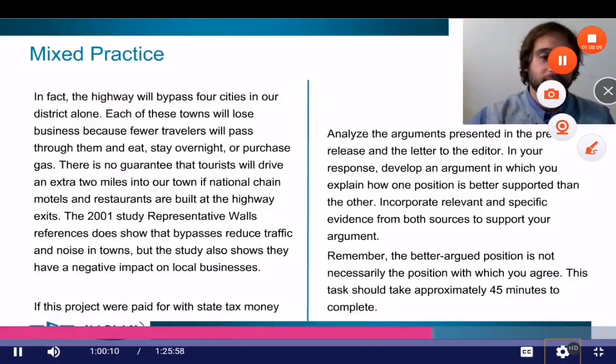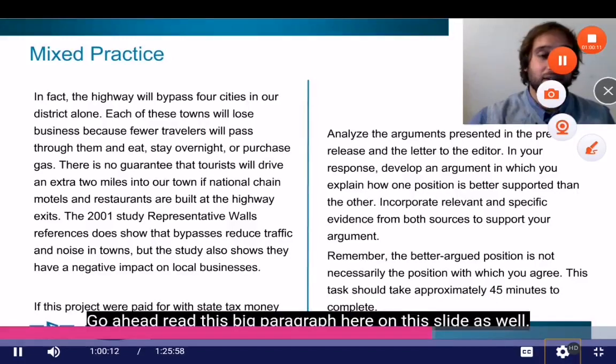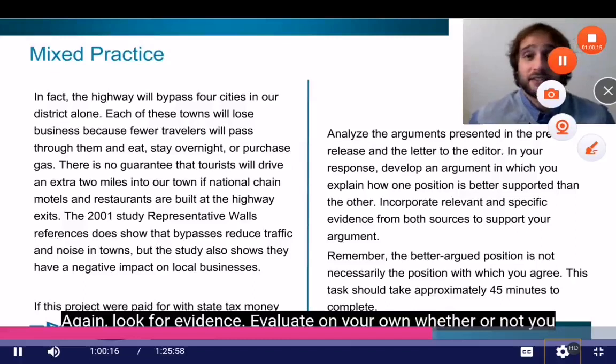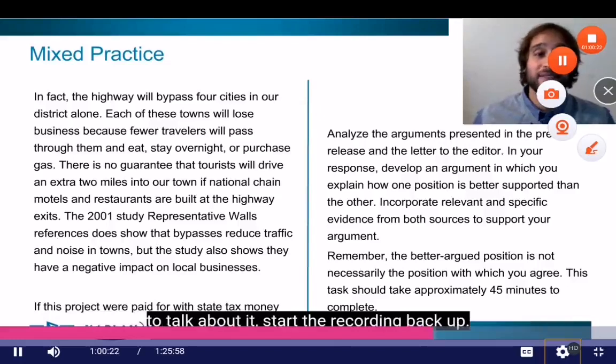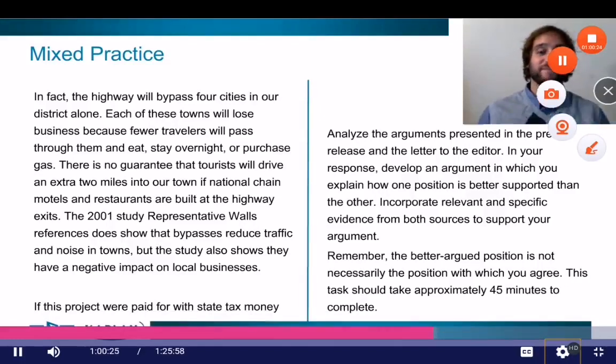Let's keep going. Go ahead and read this big paragraph here on this slide as well. Again, look for evidence. Evaluate on your own whether or not you think it's strong or weak evidence and why. When you're ready to talk about it, start the recording back up.